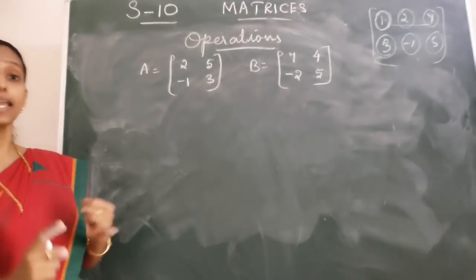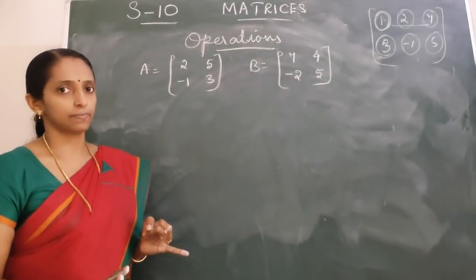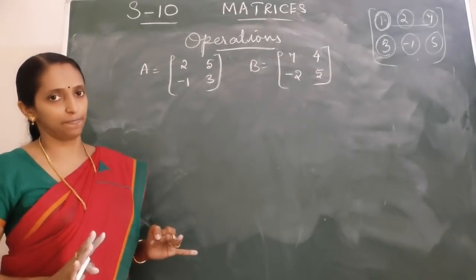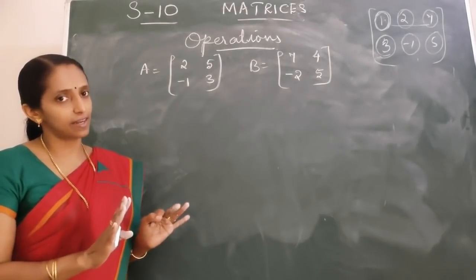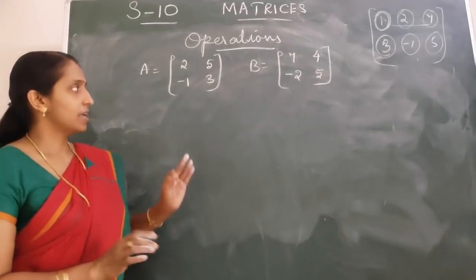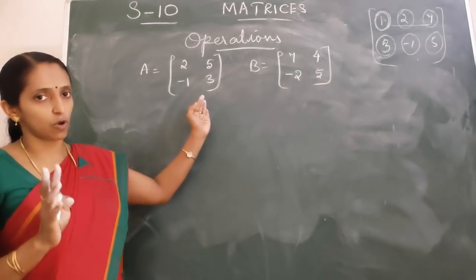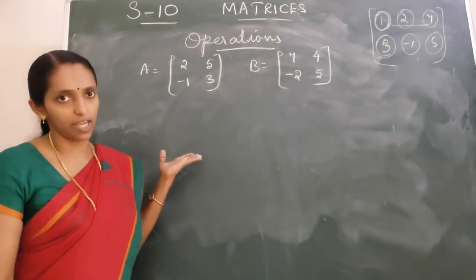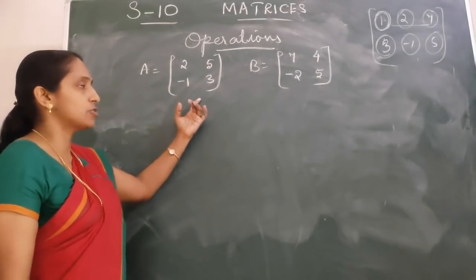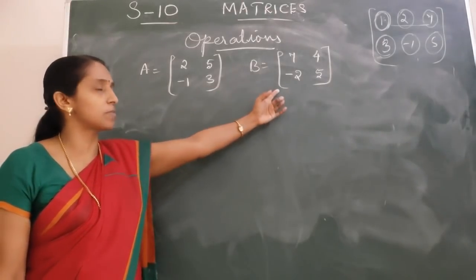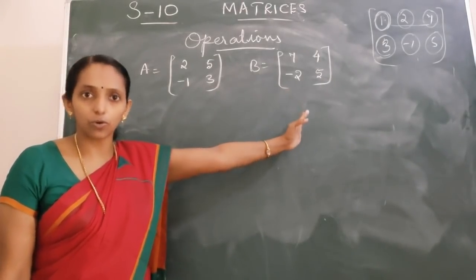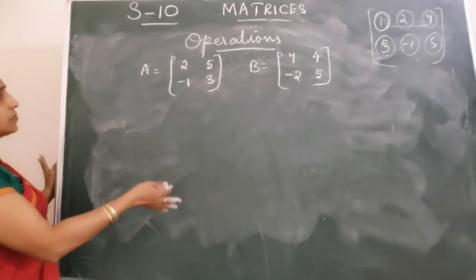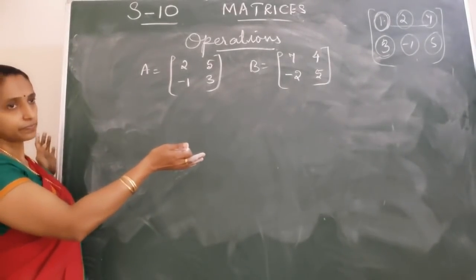For adding and subtracting, the order of both the matrices should be the same. Then only we can add and subtract. So for addition and subtraction operations, both the matrices should be of the same order. If we have 2 rows and 2 columns, the second matrix also should have 2 rows and 2 columns. Now, how can you add these two?